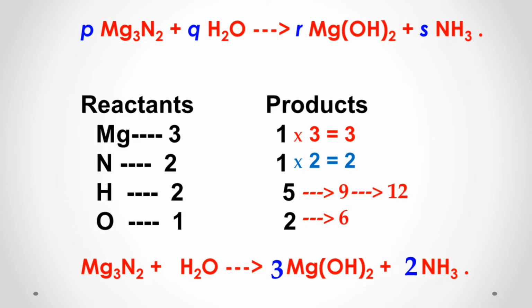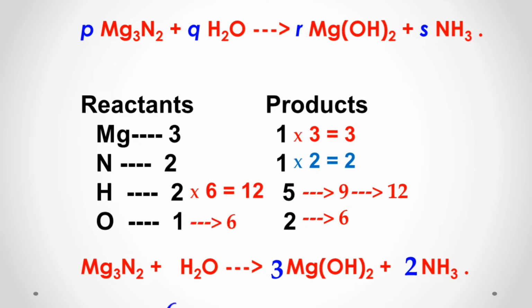Now it's easy to convert the number of hydrogen atoms or oxygen atoms in the reactant side. So let's multiply either oxygen or hydrogen. In this case, I am going to change with hydrogen. So I am going to multiply hydrogen with 6. So 2 into 6 is equal to 12. That means in place of Q, I have to substitute the number 6.